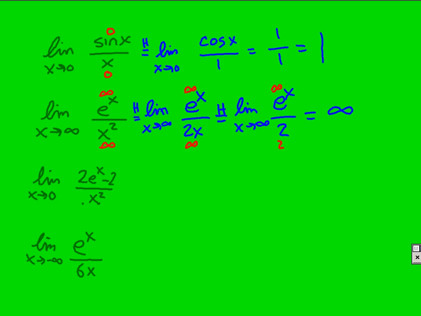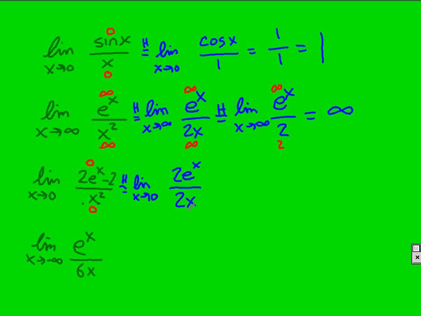All right, in this one, if I plug in 0, e to the 0th power is 1. So I have 2 minus 2 is 0 up top, and 0 squared is 0 on the bottom. So I can use L'Hopital's rule, and I can say this equals the limit as x approaches 0. If I take the derivative of the top, I'll just have 2e to the x over 2x.